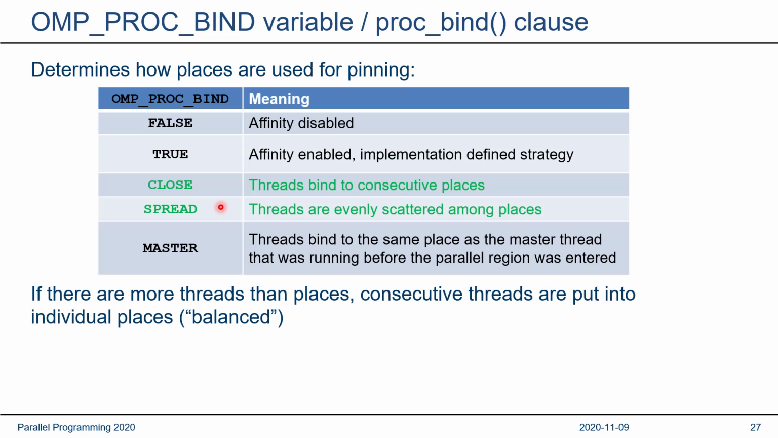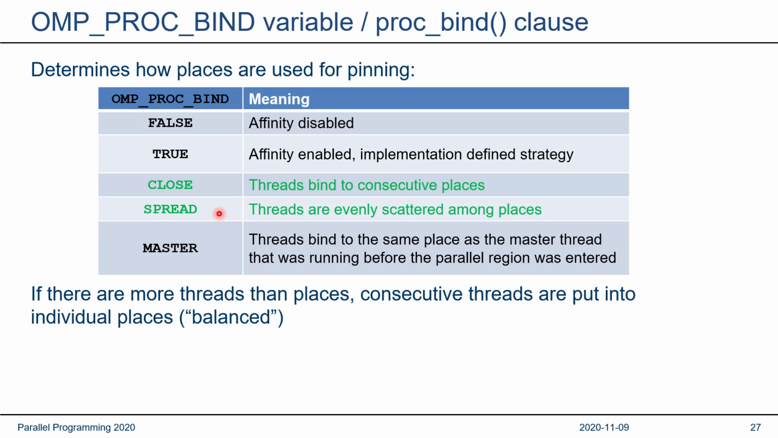If you set OMP_PROC_BIND to close, then you specify that threads should bind to consecutive places. So whenever a new thread is generated in a team, it will bind to the next available place. Whereas if you say OMP_PROC_BIND equals spread, then this specifies that threads will be spread out, they will be scattered evenly across all the available places. So if you want the threads in your OpenMP thread team to be scattered among the whole machine as far apart as possible, then you would use spread.